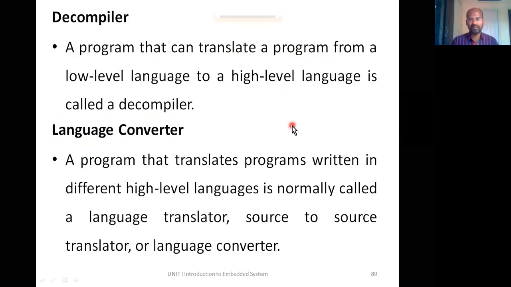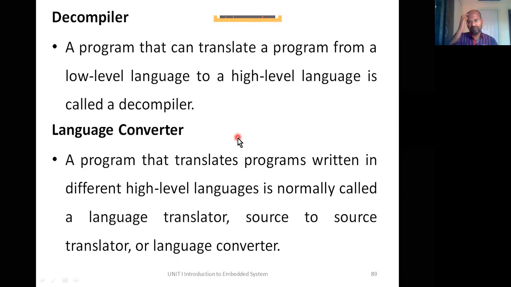Next tool is language converter. Now what is this language converter? See, we have not just one high level language, not just C; there are C, C++, Java, Python, and so on. In certain platforms, some languages are more useful, more efficient. So if you write a program in one platform, that may not be efficient in another platform. So it is better to write the code in the language which is platform efficient. So for that we have language converters.